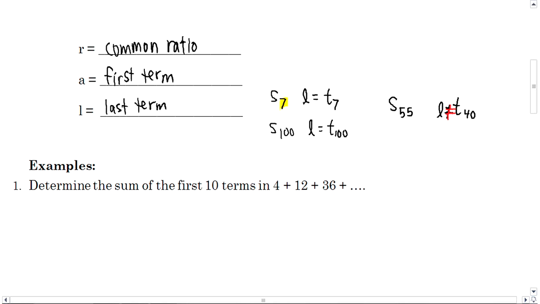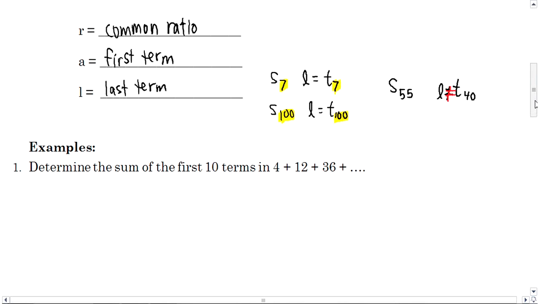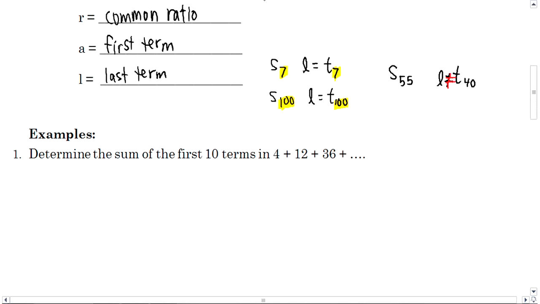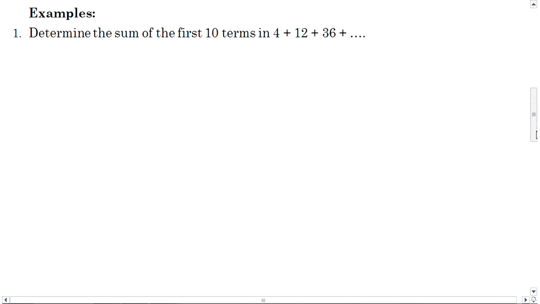So notice here your ends must match. The ends must match in order for your Tn to be your last term. Just remember that. And I'm going to put this in blue because they don't match. They don't match. Different colors. They don't match. Okay, moving along now.